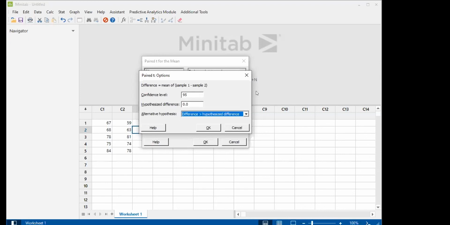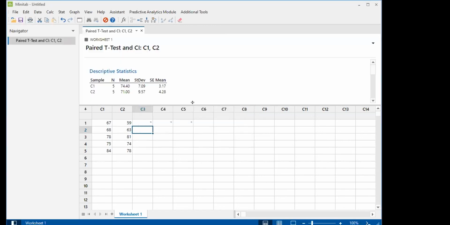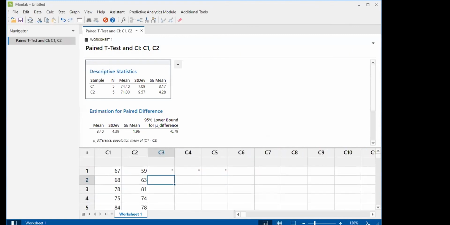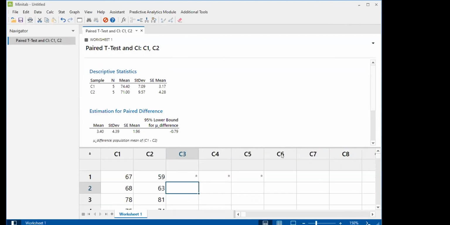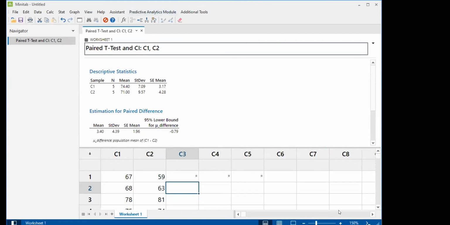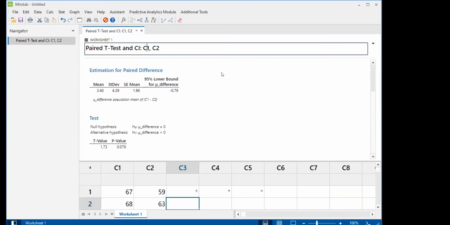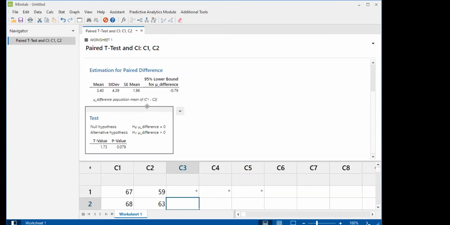So if you're getting something wrong on Connect Math, you might need to check to see if you clicked the options button. We'll click OK and OK. I'll make this a little bit bigger. Maybe we won't make it bigger. But if we scroll all the way down to the bottom, it'll tell us what our p-value is, which is what we're looking for. Any questions on Minitab?